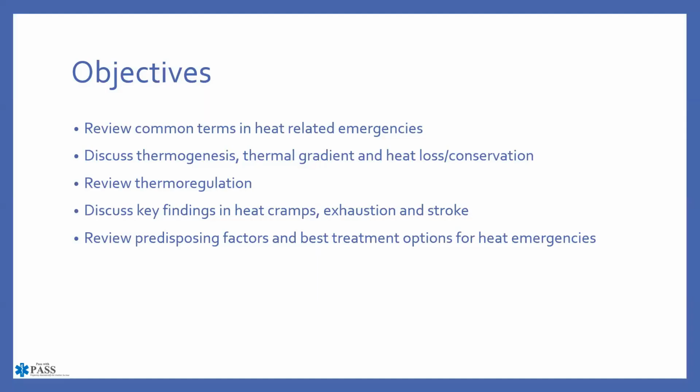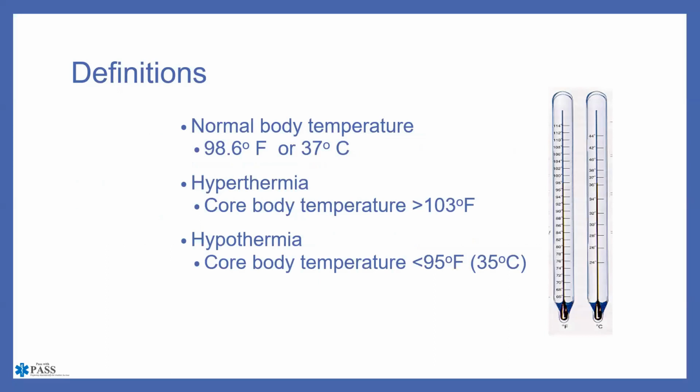Hyperthermia, I'm going to go through the objectives here pretty quickly. We're going to talk about heat-related terms. We'll talk about thermogenesis and what it is. We're also going to look at thermal gradient and then how we conserve heat or lose heat, the ways that we do that, and that's done through thermoregulation, basically. And then we're going to look at heat cramps, heat exhaustion, and heat stroke, and then some of the other factors that predispose us to having some of these conditions.